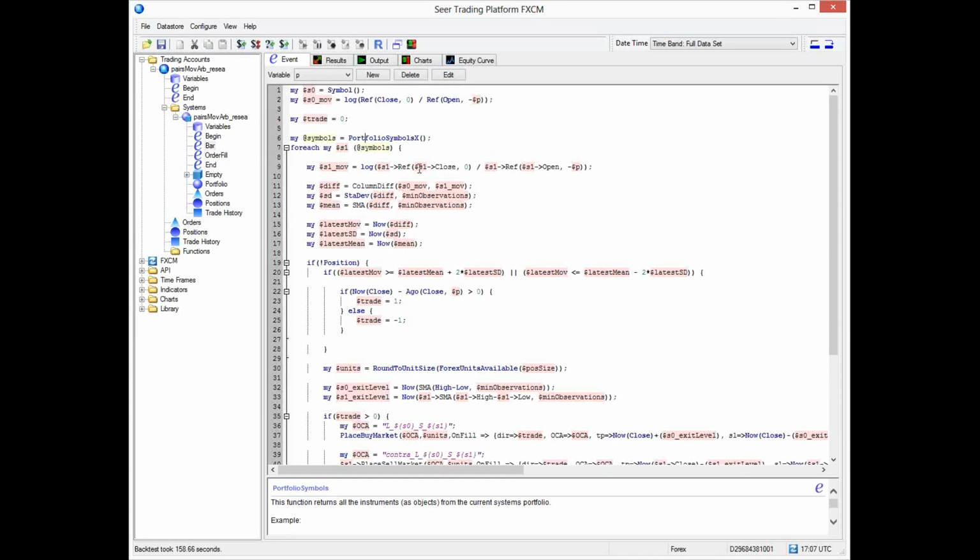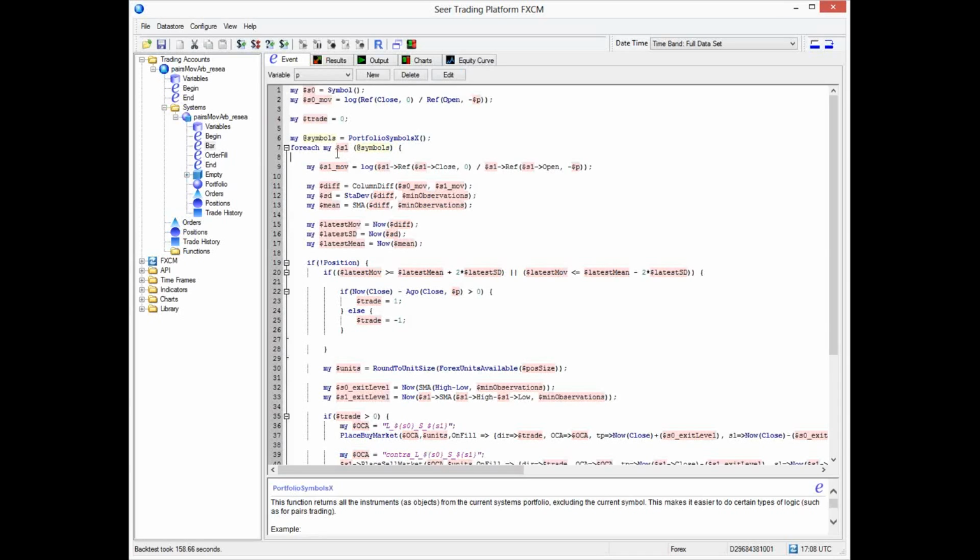But of course, I don't want to trade Euro against itself. So I call this function called portfolio symbols X. X says, return me back everything except for my current instrument that I'm on. So if I'm currently trading in the context of Euro USD, it will return back all the other 6 pairs.